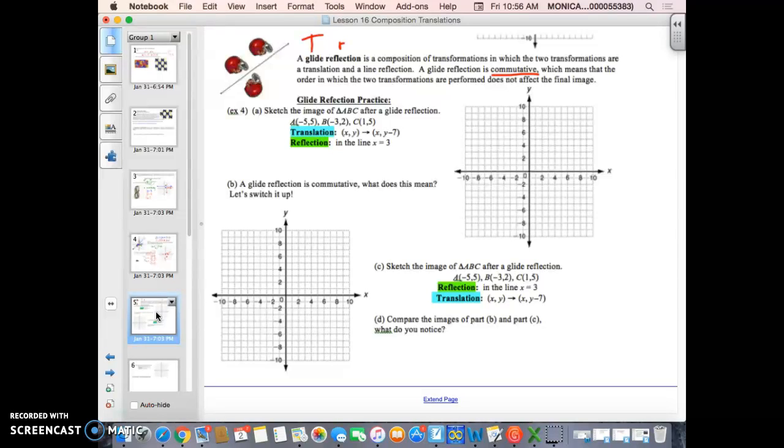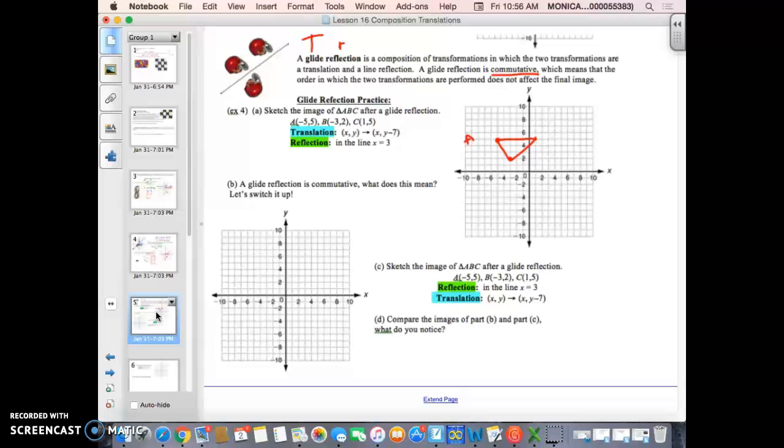So let's try this out and see what happens. For this one, we're going to first translate and then reflect. And over here, we're going to reflect and then translate. So I'm going to start with A, which is at -5, 5. B is at -3, 2. And C is at 1, 5.